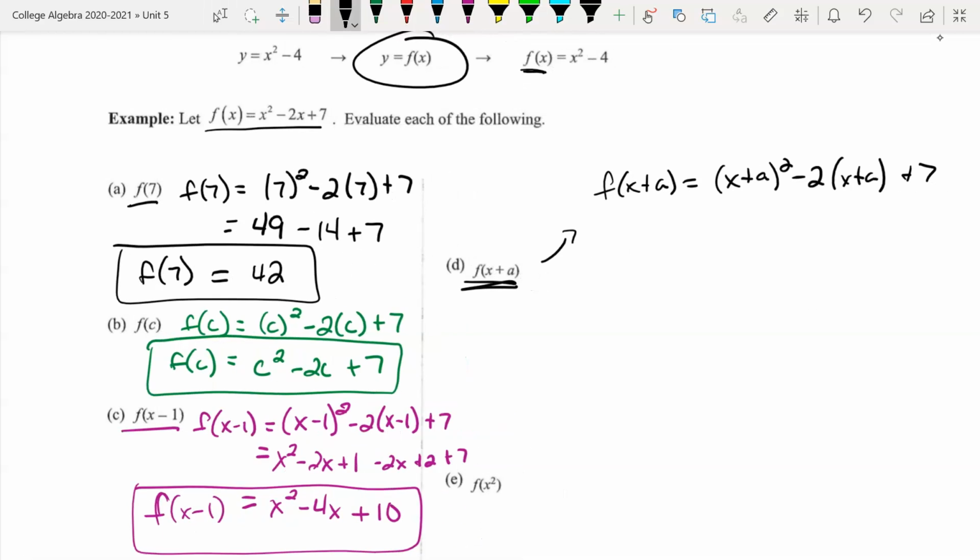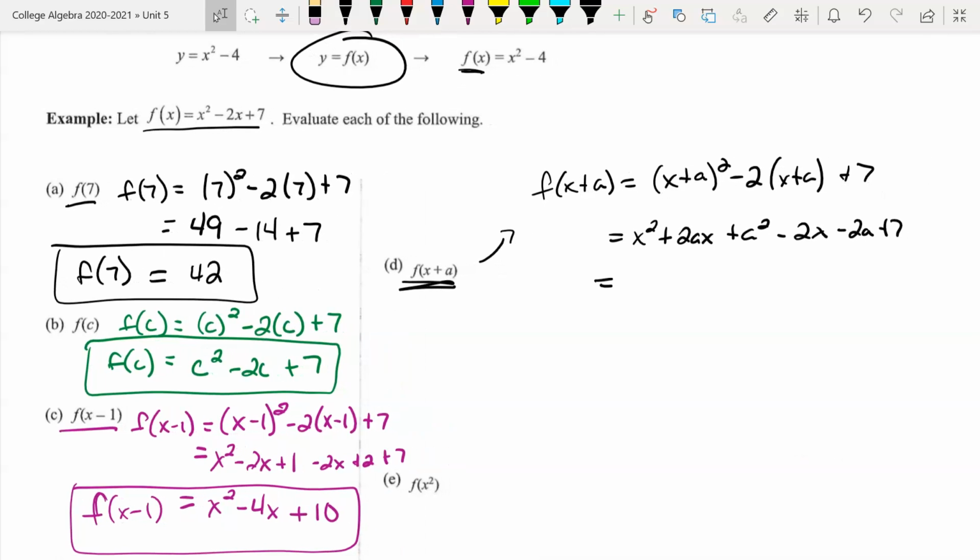So I replace the x with x plus a. I have to FOIL here. Go through and combine like terms. Well, if you look at it, you can't combine anything. So that is my final answer. The hardest part is remembering to FOIL the x plus a.